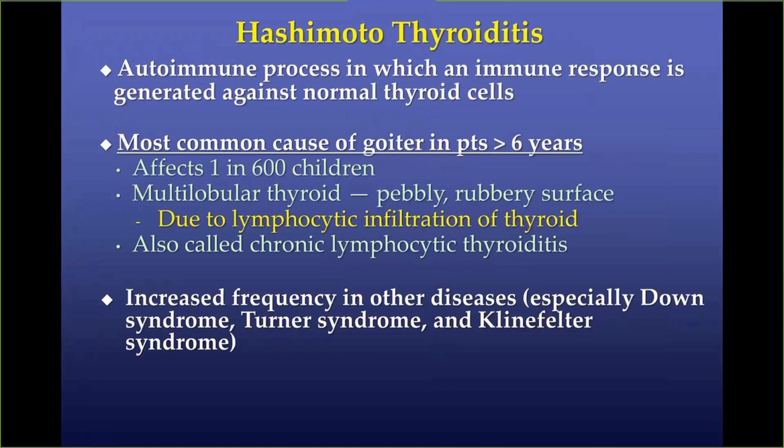Usually it's a multilobular thyroid due to lymphocytic infiltration of the thyroid, and that's the pathophysiology of Hashimoto thyroiditis. And obviously the other name for it is chronic lymphocytic thyroiditis because of the lymphocytic infiltration of the thyroid. There is increased frequency in some conditions like Down syndrome, Turner syndrome, and Klinefelter syndrome. Those patient populations have high risk for Hashimoto thyroiditis, so it's something to always check for.